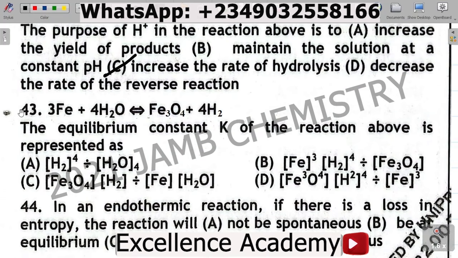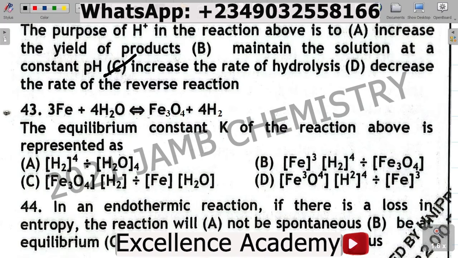Question 43, you have 3 moles of iron plus 4 moles of water to produce iron(II,III) oxide plus 4 moles of hydrogen. The question says the equilibrium constant K of the reaction above is represented as, you have option A, option B, option C, and option D. So what's the correct answer for this question?